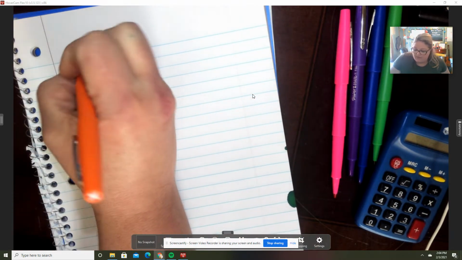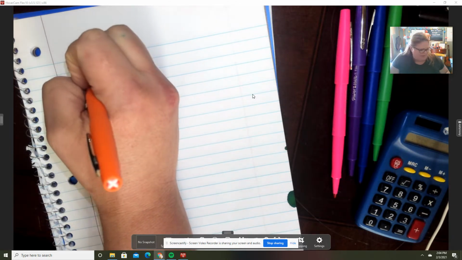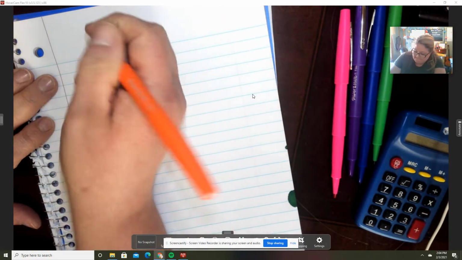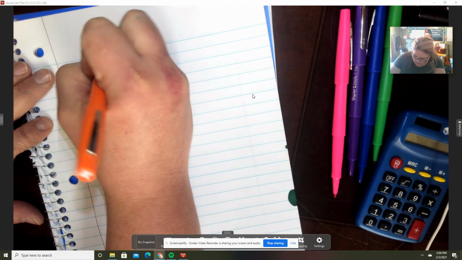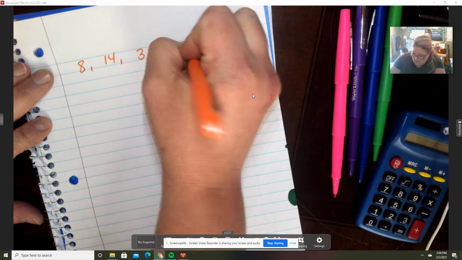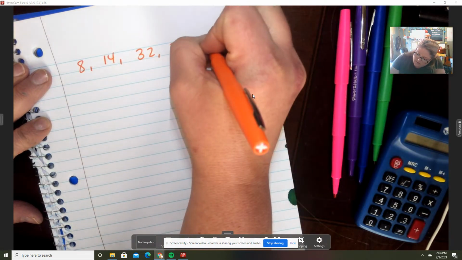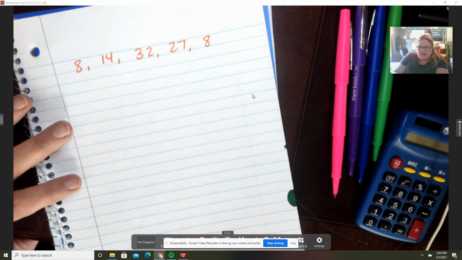All right, so now I'm going to count the total numbers in the set. 1, 2, 3, 4, 5, 6, 7. So I'm going to take that 91 and I'm going to divide it by 7. I'm dividing it by 7 because that is the total number in the set. So if there were 3 numbers, you would divide by 3, but this is by 7. Okay, there we go. And so my mean is 13.